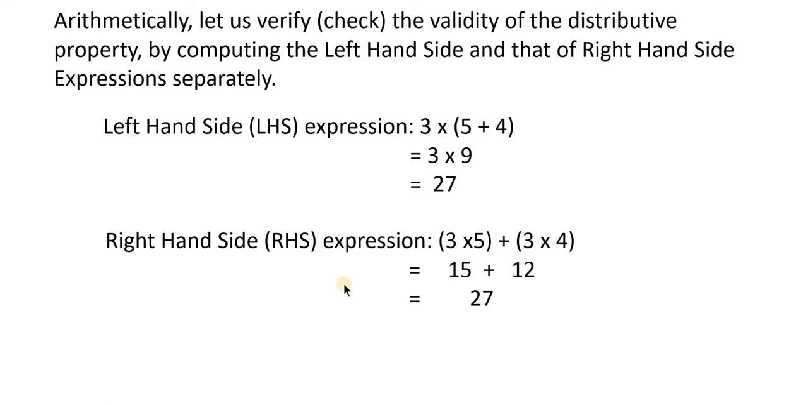If you take up the right hand side of the expression, it is 3 multiplied by 5 plus 3 multiplied by 4. So again you apply the BODMAS rule here. 3 multiplied by 5 is 15, 3 multiplied by 4 is 12. So now brackets removed, now 15 plus 12 is 27. You are getting the same answer. So that is why I said it is an equation, where the left hand side and right hand side are equal. You have computed the value of the left hand side expression of the equation and the right hand side expression of the equation separately and checked that both are equal. This is what we mean by verifying arithmetically.